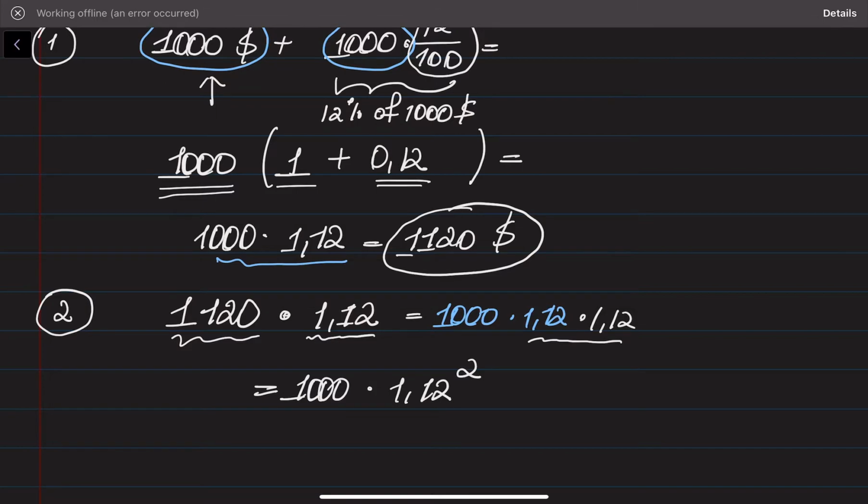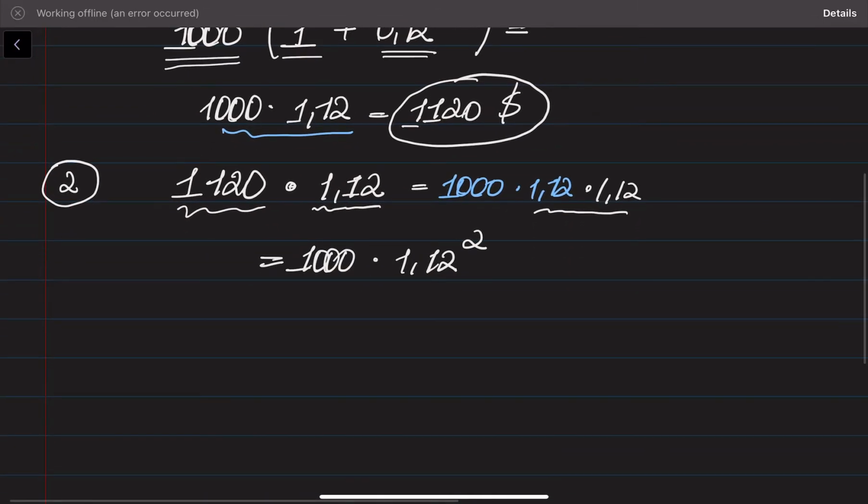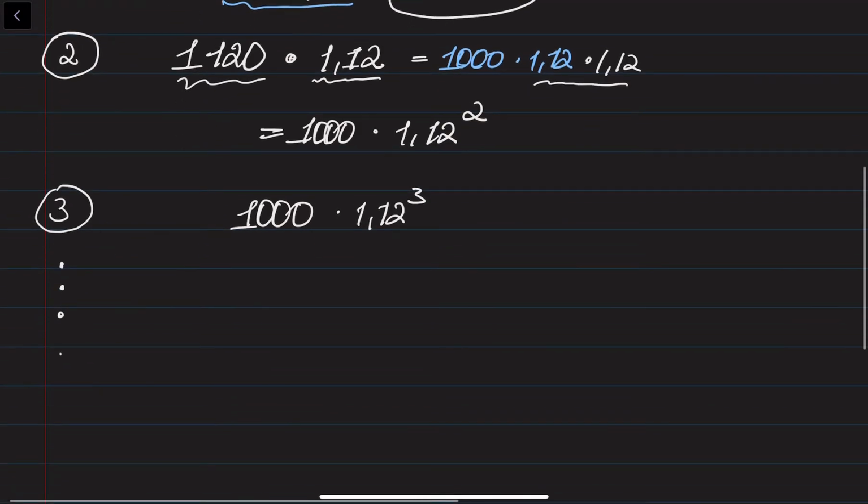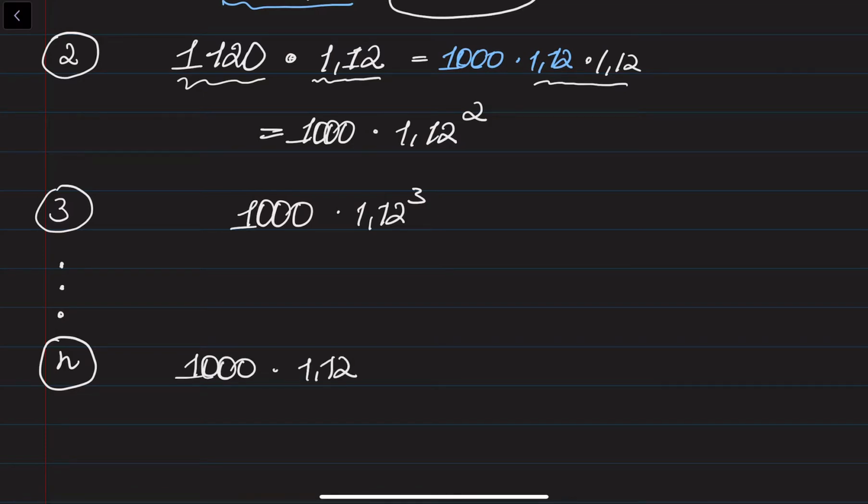This gives us very much insight about how we can calculate the amount of money which we'll get after 3 years. If you invest just 1,000, it's going to be 1,000 times 1.12 to the power of 3, and so on. For example, if you would like to calculate how much money you're going to get after n years, then what you need to do is multiply 1,000 by 1.12 to the power of n.